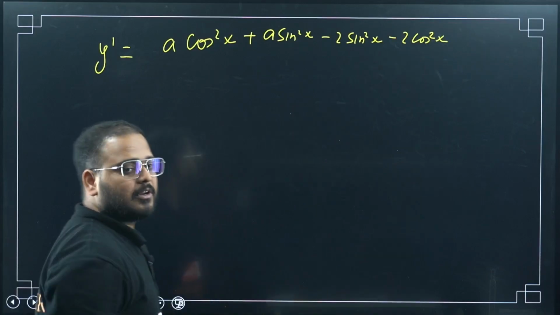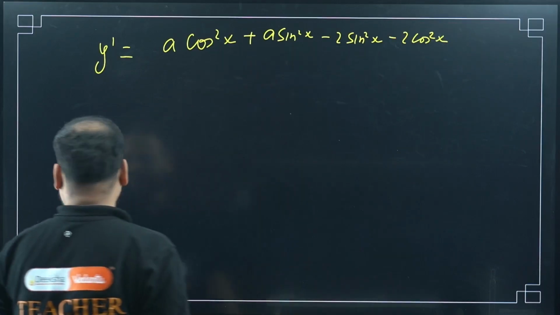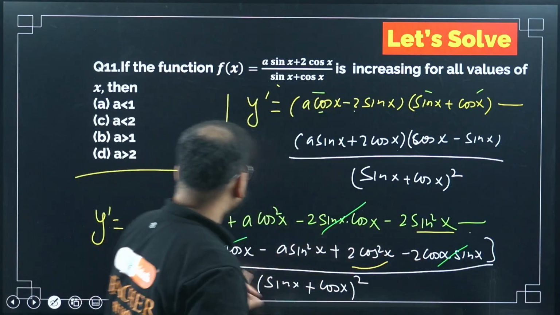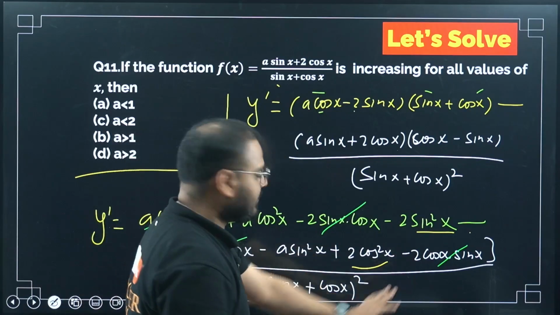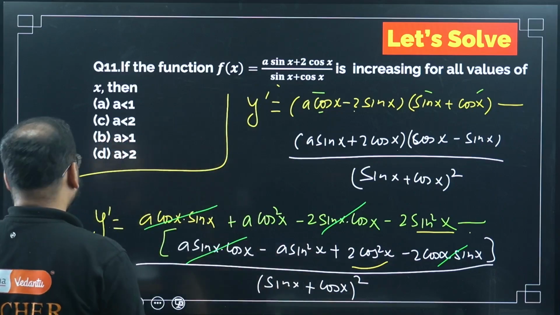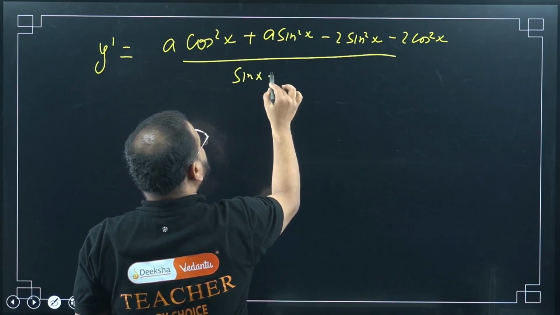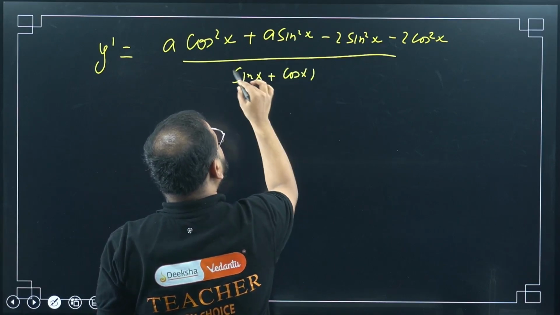How many terms have I taken? 4 terms. 1, 2, 3, 4. Please check here, 4 terms are there or not. All of them have been taken. Now what is the denominator? Simply this: sin x plus cos x the whole square.